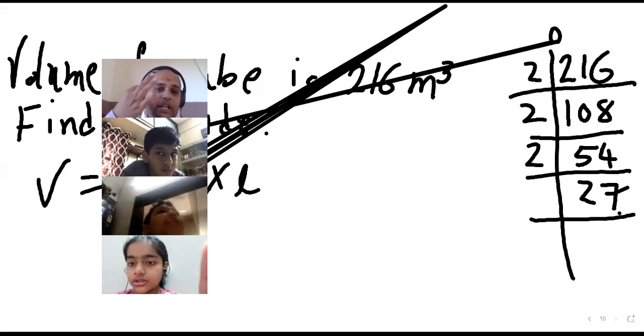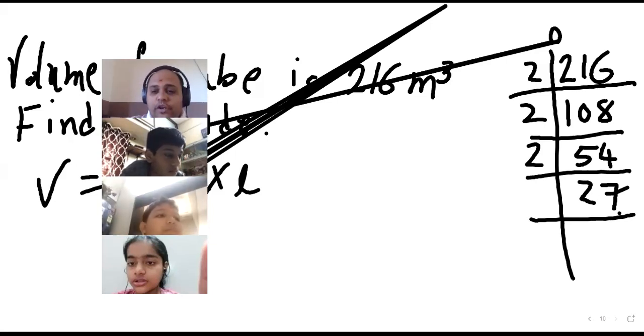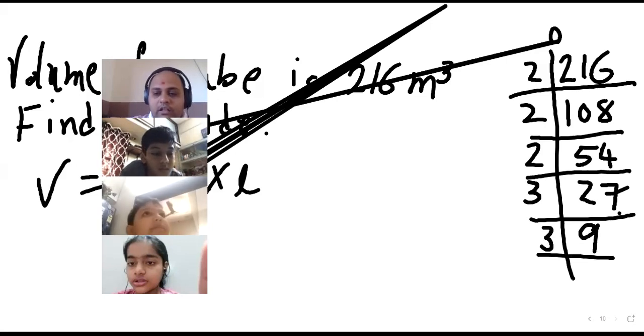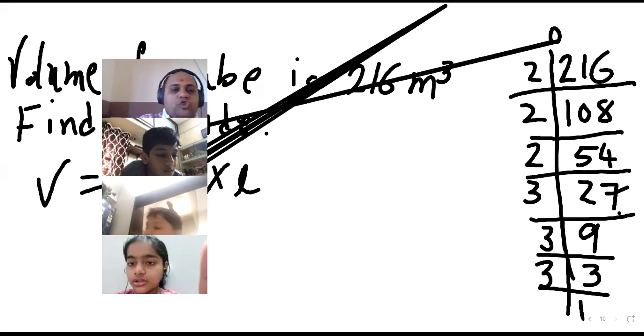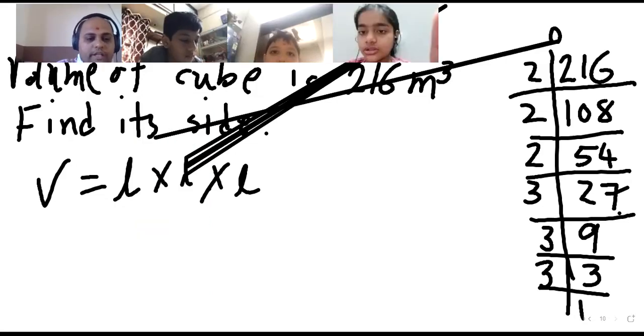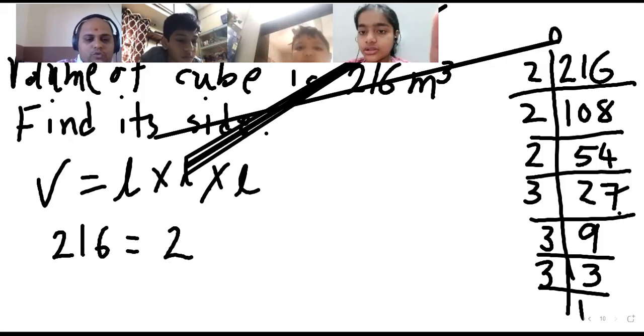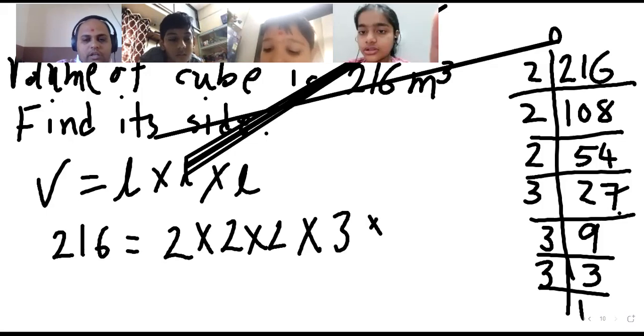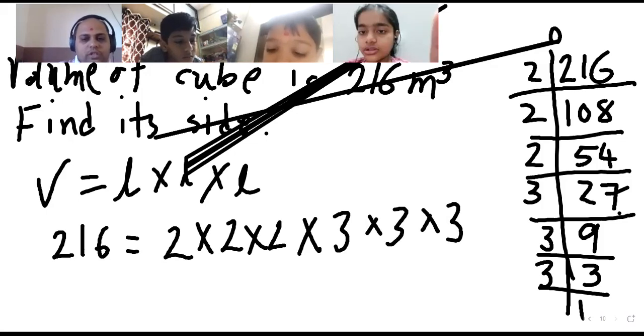So we check for 3. 2 plus 7 is 9, and 9 is divisible by 3. So it is divisible by 3. So what do we get? 216 is equal to 2 into 2 into 2 into 3 into 3 into 3.